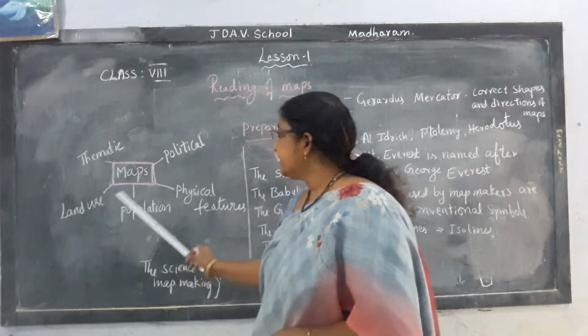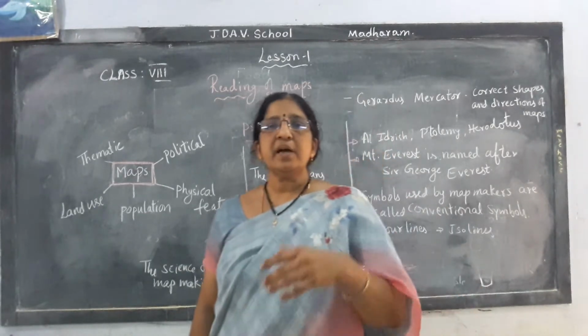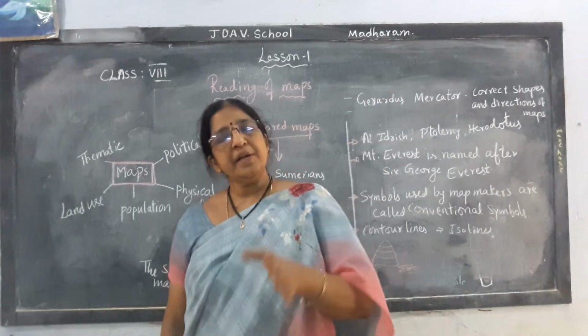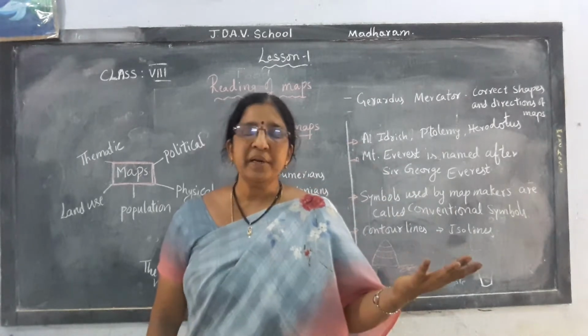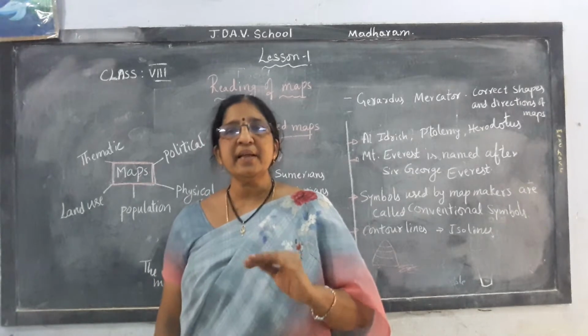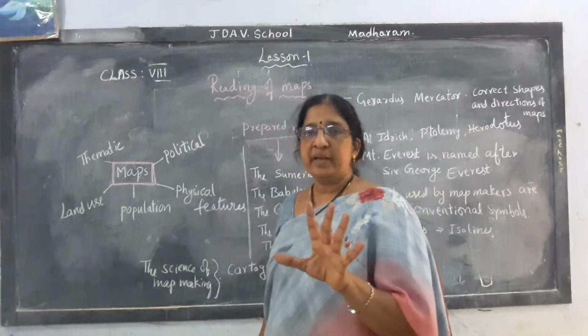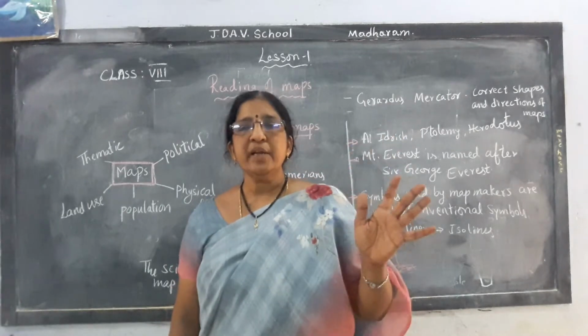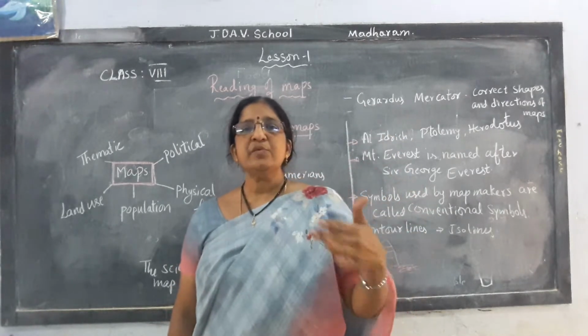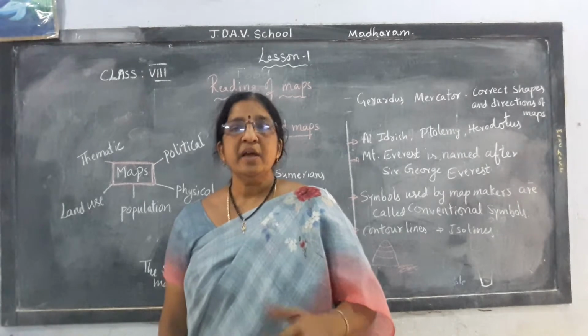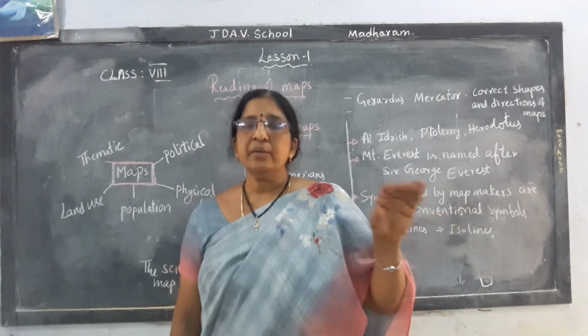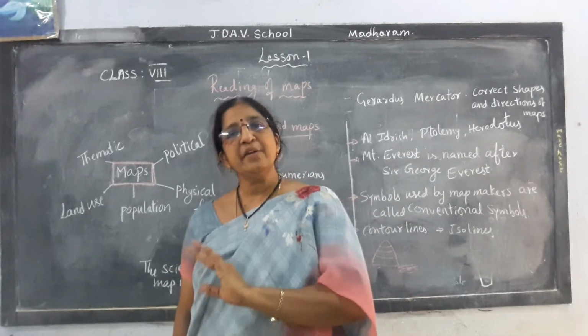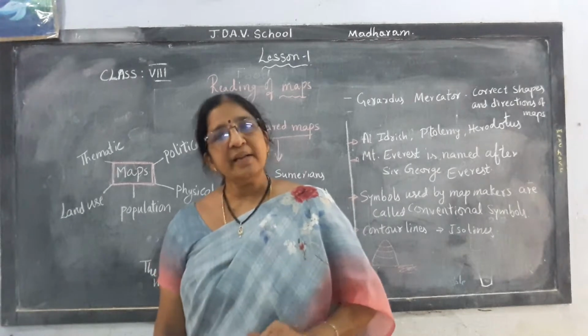Okay children. Next is the population, whether the highest populated state, lowest populated state, highest populated country, lowest populated country, like that we can show on the map pointing. It is useful. Next is land use. For example, if you take the India map, which places we are using for cultivation, the Indo-Gangetic plains. Those plains are useful for land use, how we are using the land, like that we will see.